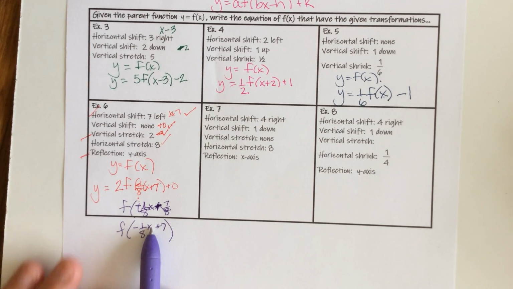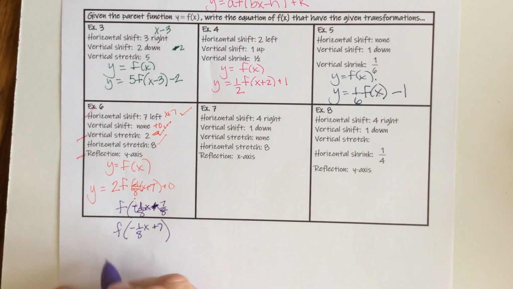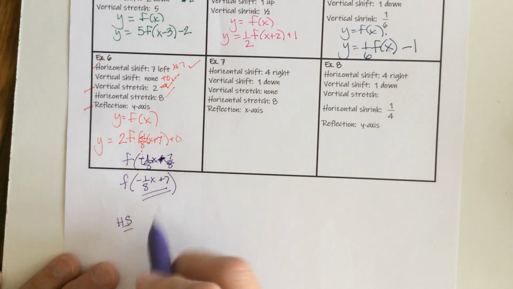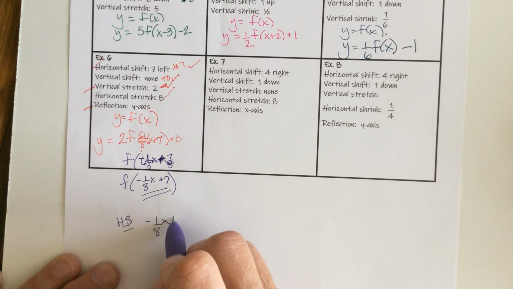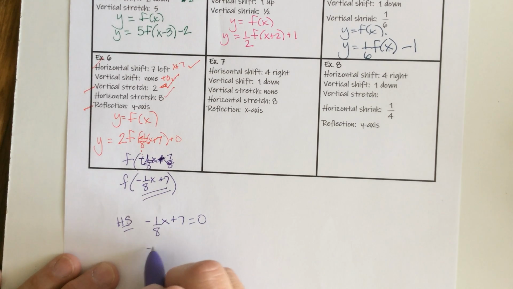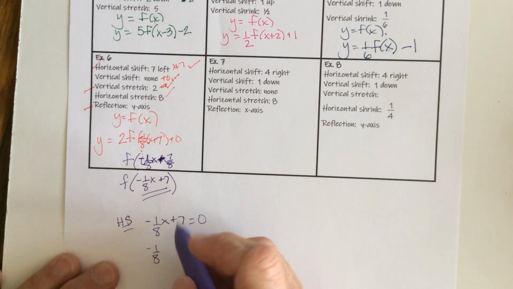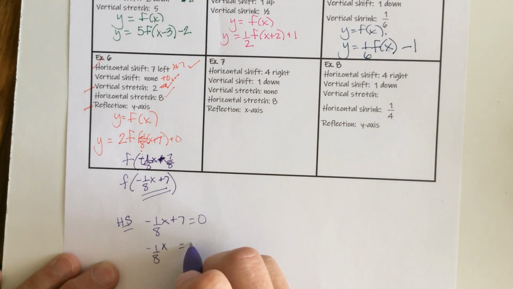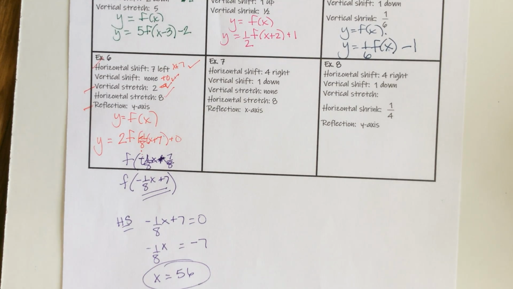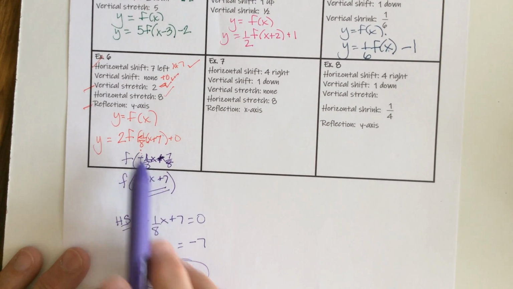The negative 1/8 x would be okay, but when we go to talk about a horizontal shift, the HS, the horizontal shift, if I actually take this whole expression, negative 1/8 x plus 7, and set it equal to 0, when I solve this for x, I get negative 1/8 x equals negative 7. And if I multiply and get x by itself, that's actually going to be x equals 56. That is not the horizontal shift. And so we have to be careful about how we write this.